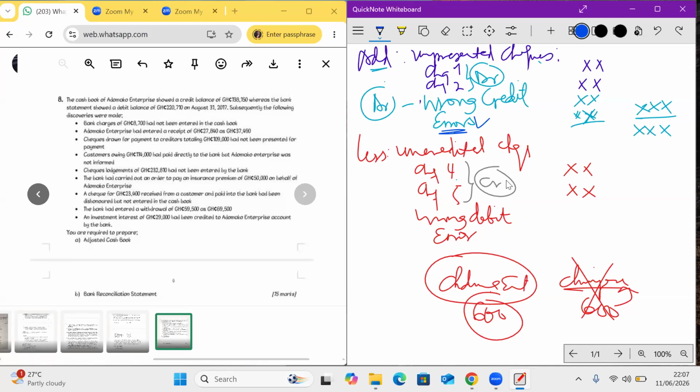Are you getting it? Yeah. Good. So we've seen that the wrong debit is corrected by crediting. The error too is corrected by what? Crediting.